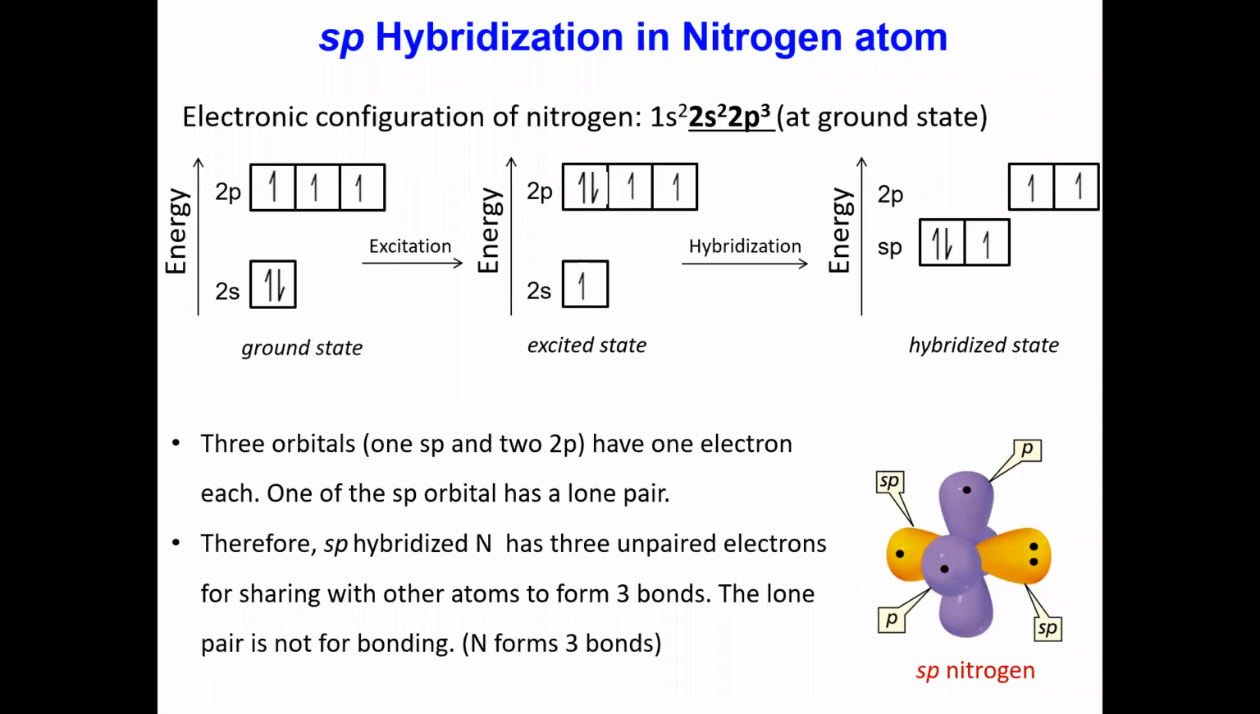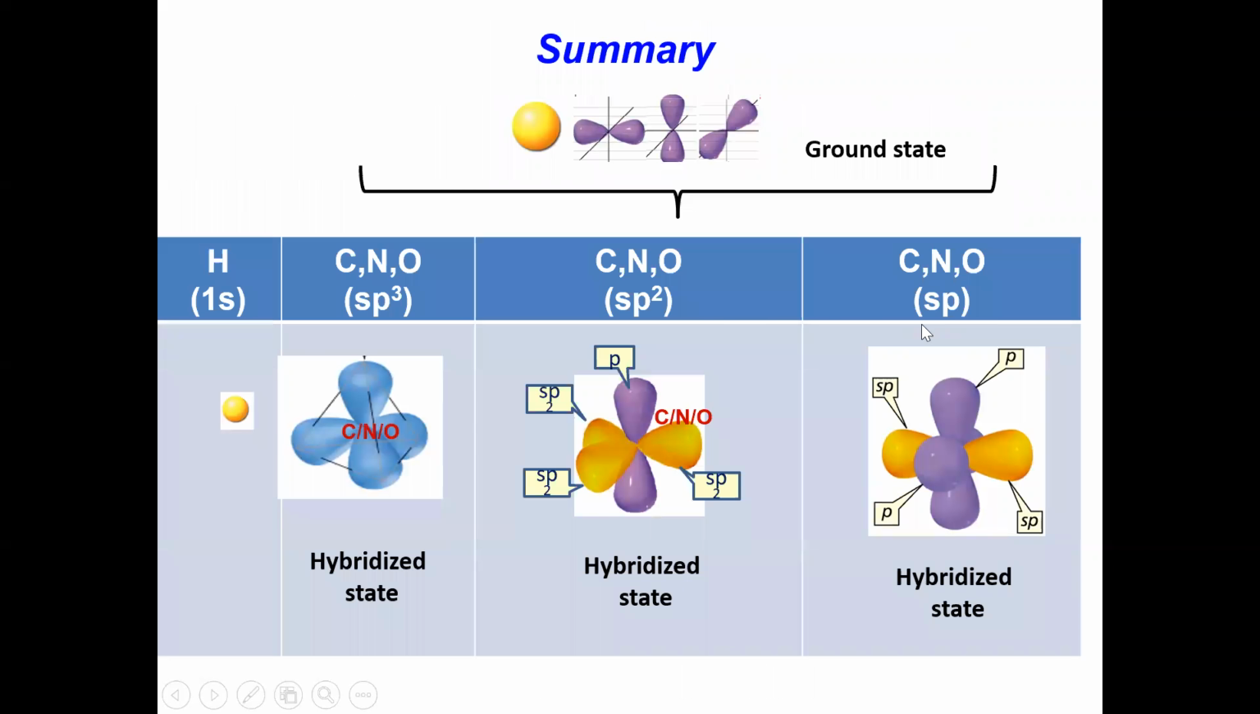Let's look at another example, the nitrogen atom. The electronic configuration of nitrogen is 1s2, 2s2, 2p3. So you have the 2s2 and the 2p3. And one of the electrons will actually move up during the excitation state, and they will mix. Remember, for sp hybridization, one of the 2s orbitals will mix with one of the 2p orbitals, and we'll get two sp orbitals, and two of the p orbitals remain unhybridized.